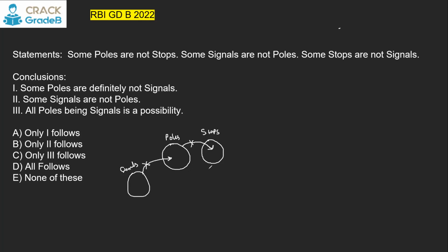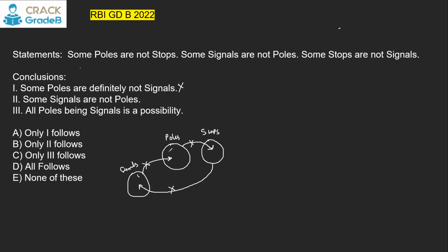Some stops are not signals. So the stops cannot go entirely into the signal. Some poles are definitely not signal. Yes, as we know, some poles are not. Some poles are definitely not signal. So that will be a long conclusion.